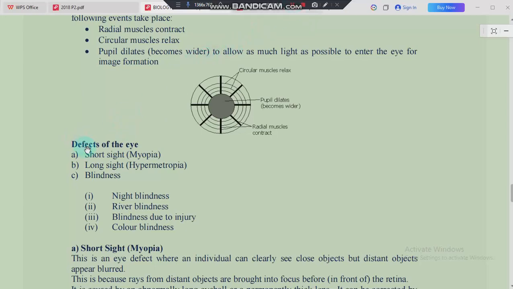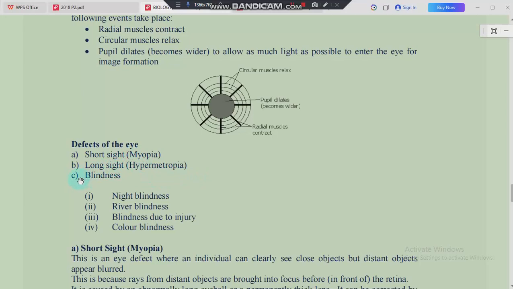Among the many conditions that affect your eye, we have short sight, which is known as myopia. So this is one defect that affects your eye. Apart from myopia, we have long-sightedness or long sight, which is known as hypermetropia. So this long-sightedness is known as hypermetropia, and this short-sightedness is known as myopia.